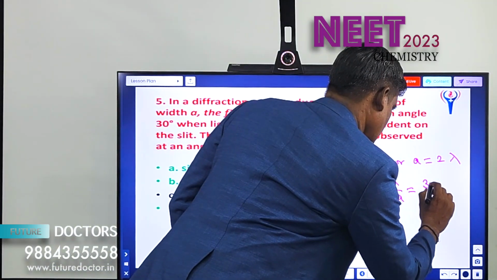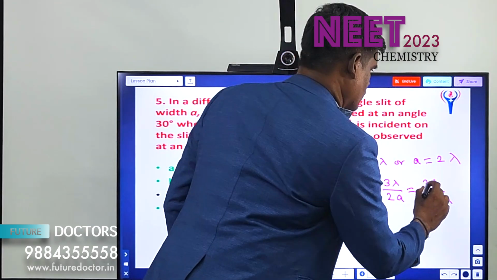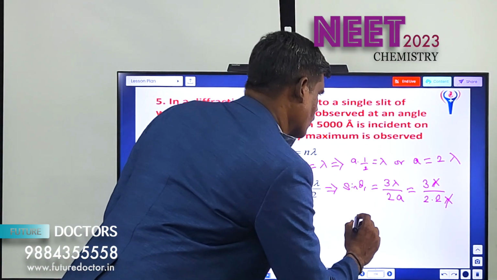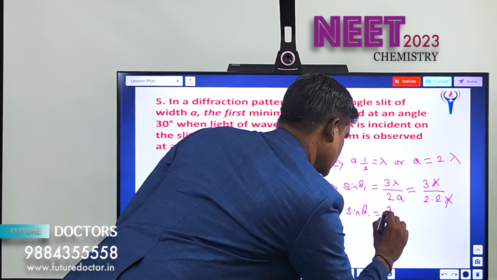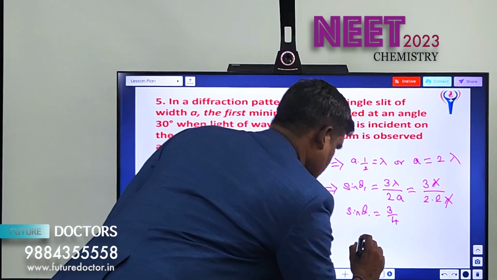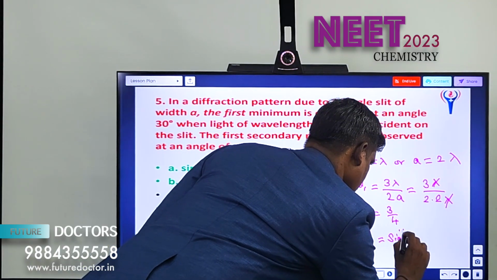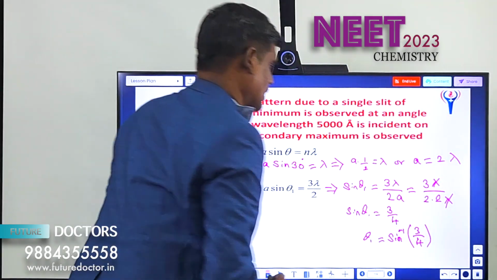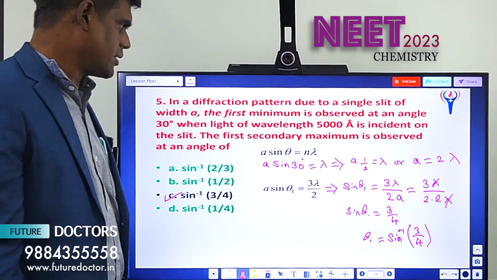Then 3 lambda by 2 into 2 lambda. So this lambda gets cancelled. Then sin theta 1 equal to 3 by 4. Theta 1 equal to sin inverse of 3 by 4. Sin inverse of 3 by 4, that is option C. Option C is the correct answer.